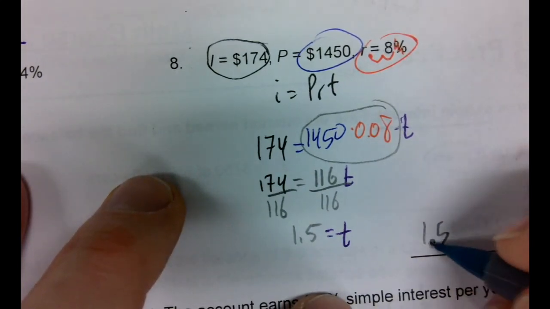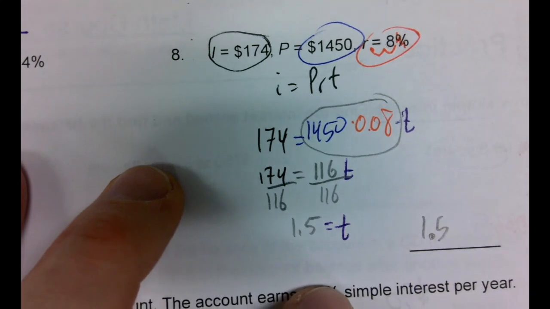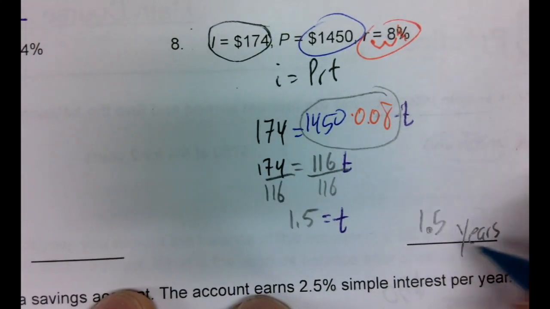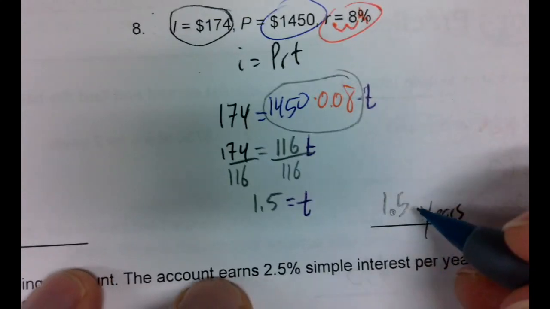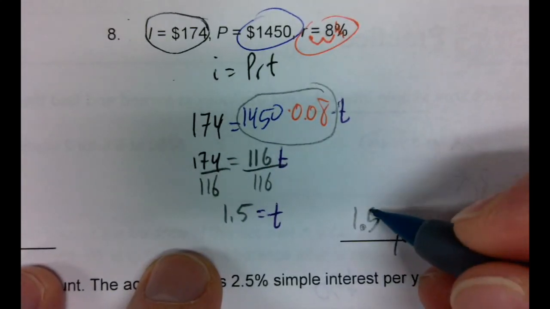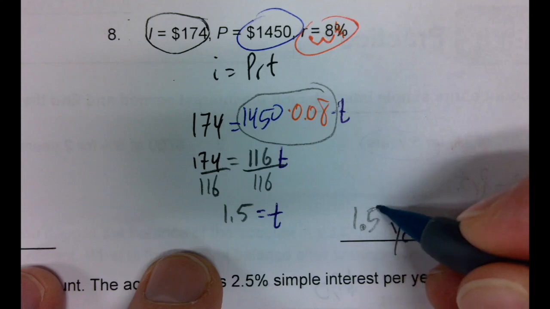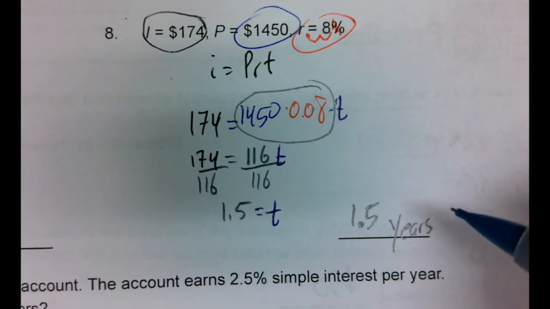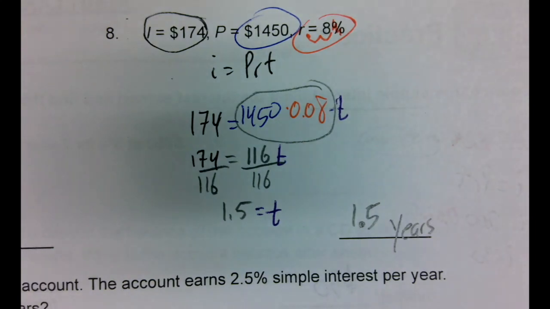Remember, time has to be in years. Everyone say years. Time is in years. So whether it's 1.5, 1.5 years, if it gave you just 0.5, you could call it 0.5 years or switch it over to months if need be. But really, remember, your time is going to be in years.